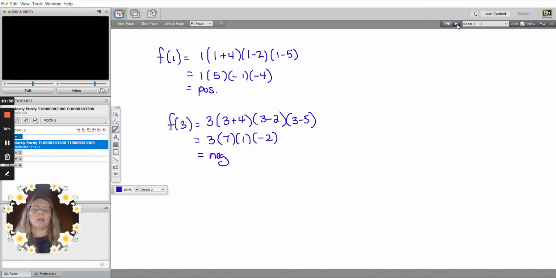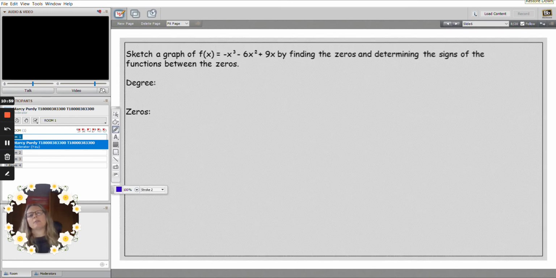All right, let's keep moving on. Sketch a graph of f of x equals -x cubed minus 6x squared plus 9x by finding the zeros and determining the signs of the function between the zeros. Well, this is in standard form, so we know what the degree is. It's degree 3. Please be careful. You're not supposed to add all of these together. This is in standard form. We only do that when it's in factored form, where we have to look at all of the powers of the variables. Now, this is a little bit harder to determine what the zeros are because it's not in factored form, so you're going to need to factor it.